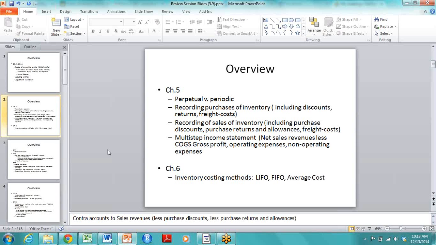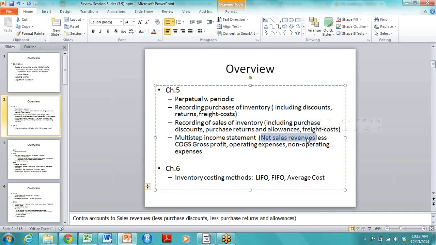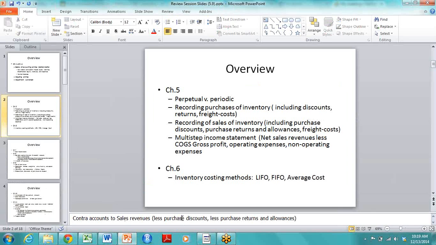Then, one other thing to note about net sales: remember that we've got those contra accounts. Like I said, we've got discounts and we've got returns and allowances. I think this should say sales. So let me just change that.